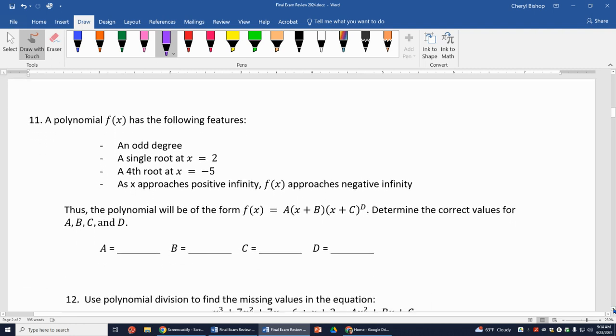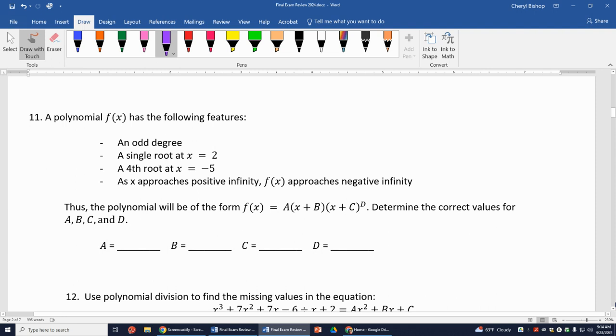A polynomial has the following features. It has an odd degree, a single root at x equals 2, a 4th root at x equals 5. As x approaches positive infinity, f of x approaches negative infinity. So I know I have an odd degree, so my ends will go in opposite directions. When I graph this, one end will go up and the other one will go down. As we go towards positive infinity, my y value goes to negative infinity.